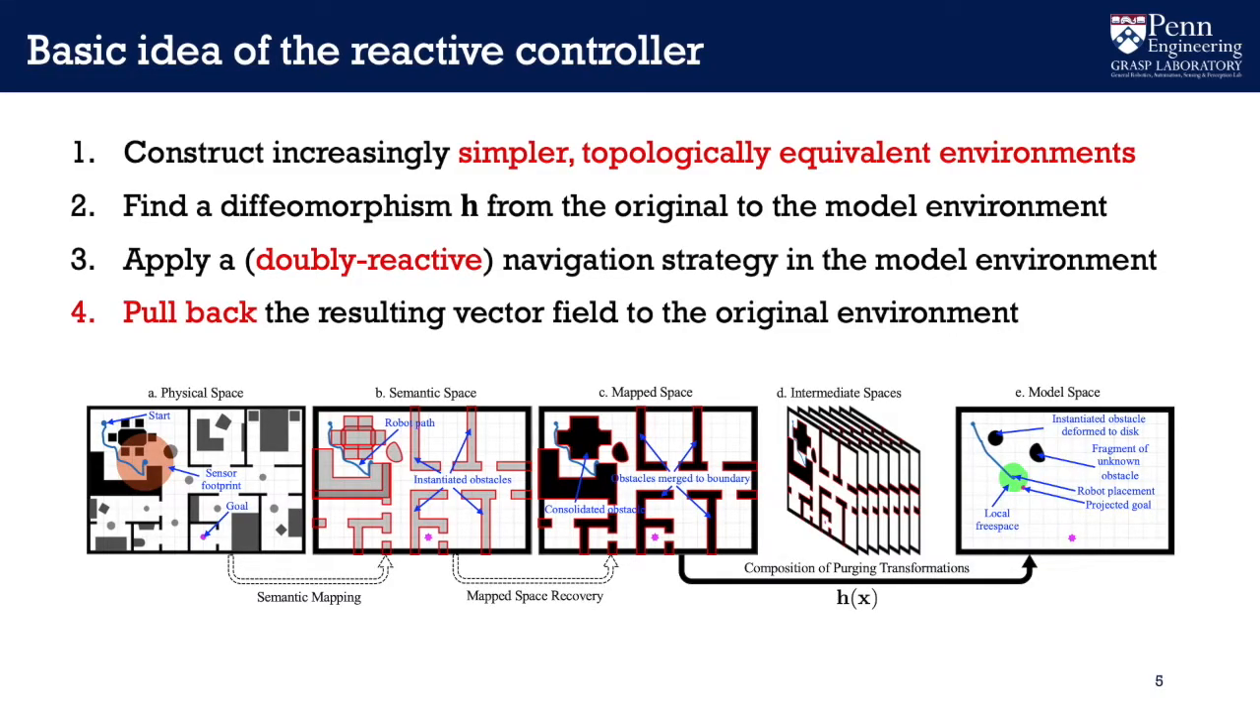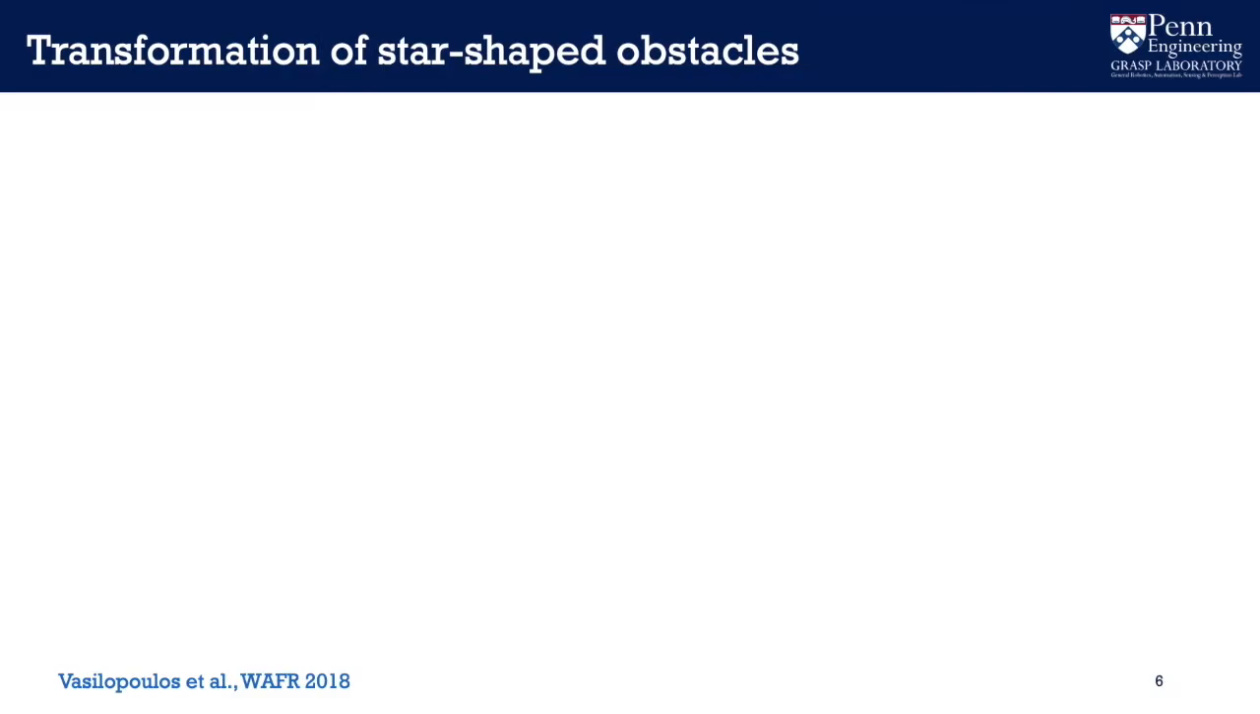More specifically, except for the physical space that the robot discovers as it navigates to its goal, we also use the semantic space, that includes all recognized familiar obstacles and the observable portions of unknown obstacles, the mapped space, where all overlapping obstacles in the semantic space are consolidated in real time, and finally, through a series of intermediate spaces, the model space, where all mapped space obstacles are either transformed to disks or merged to the workspace boundary to form a convex environment. The main focus is then to find a map H between the mapped and the model space. In order to do this, we rely on prior work on the transformation of star-shaped obstacles.